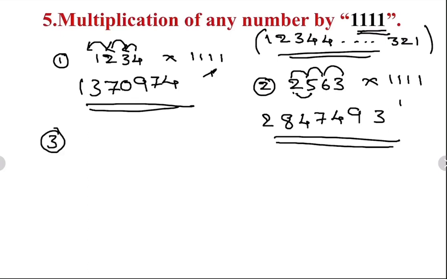If the given number is less than the 1111 digits, means 1111 has 4 digits, then the given number may have 3 digits or 2 digits or 1 digit. For example, if you take 2 digits, 88 is multiplied with 1111. Here 4 digits are there, here 2 digits are there. Keep 2 zeros. Then keep 8 at the right hand side.